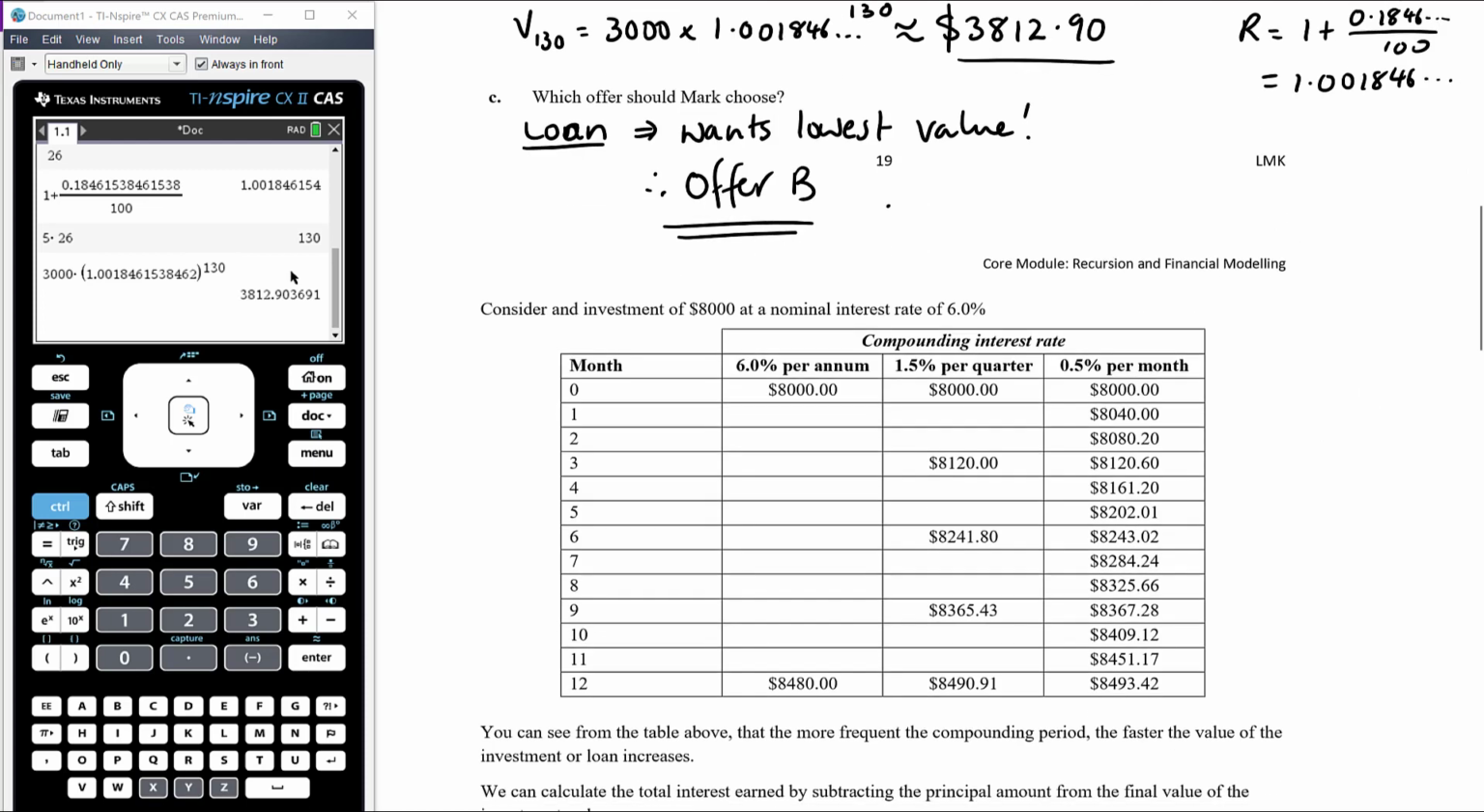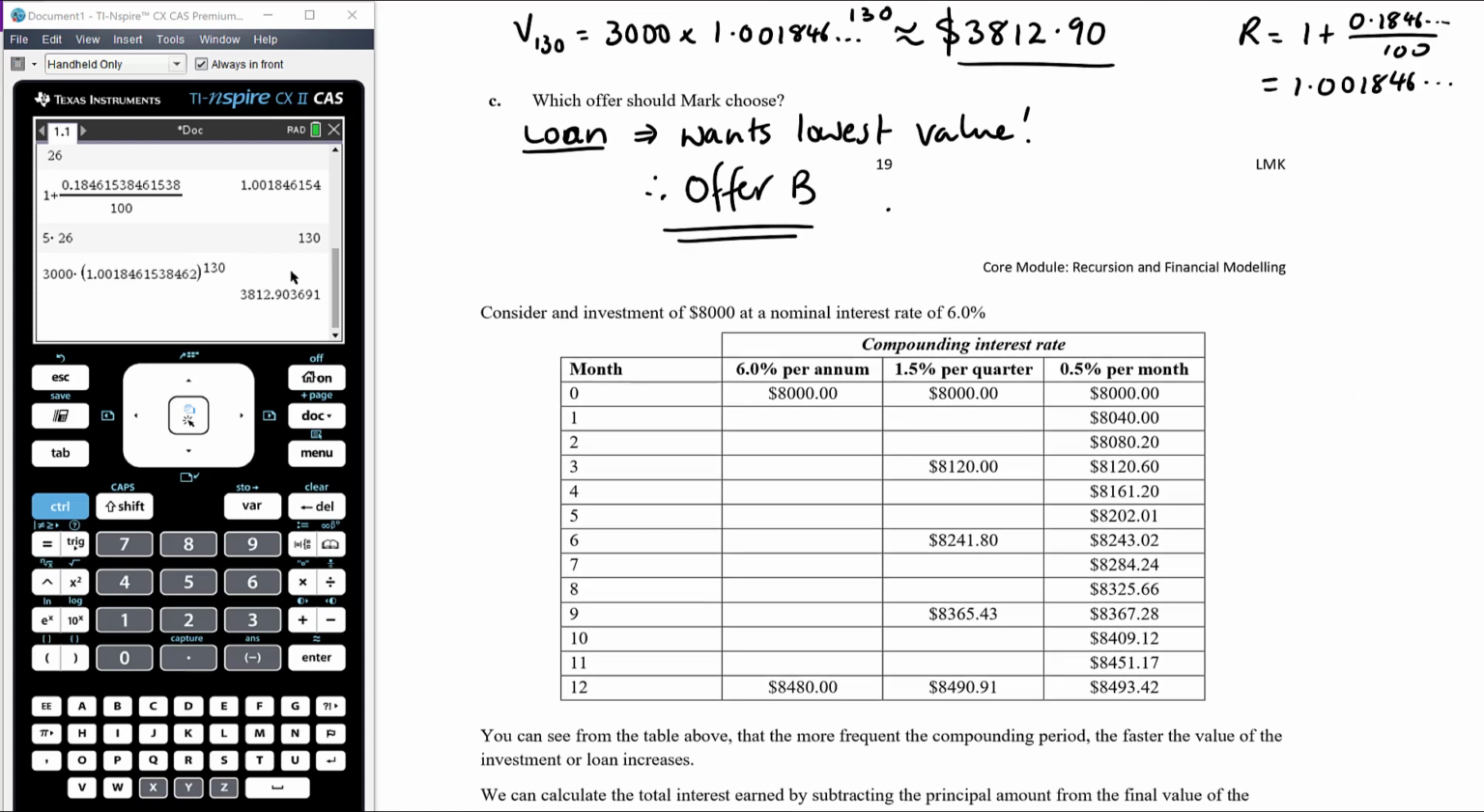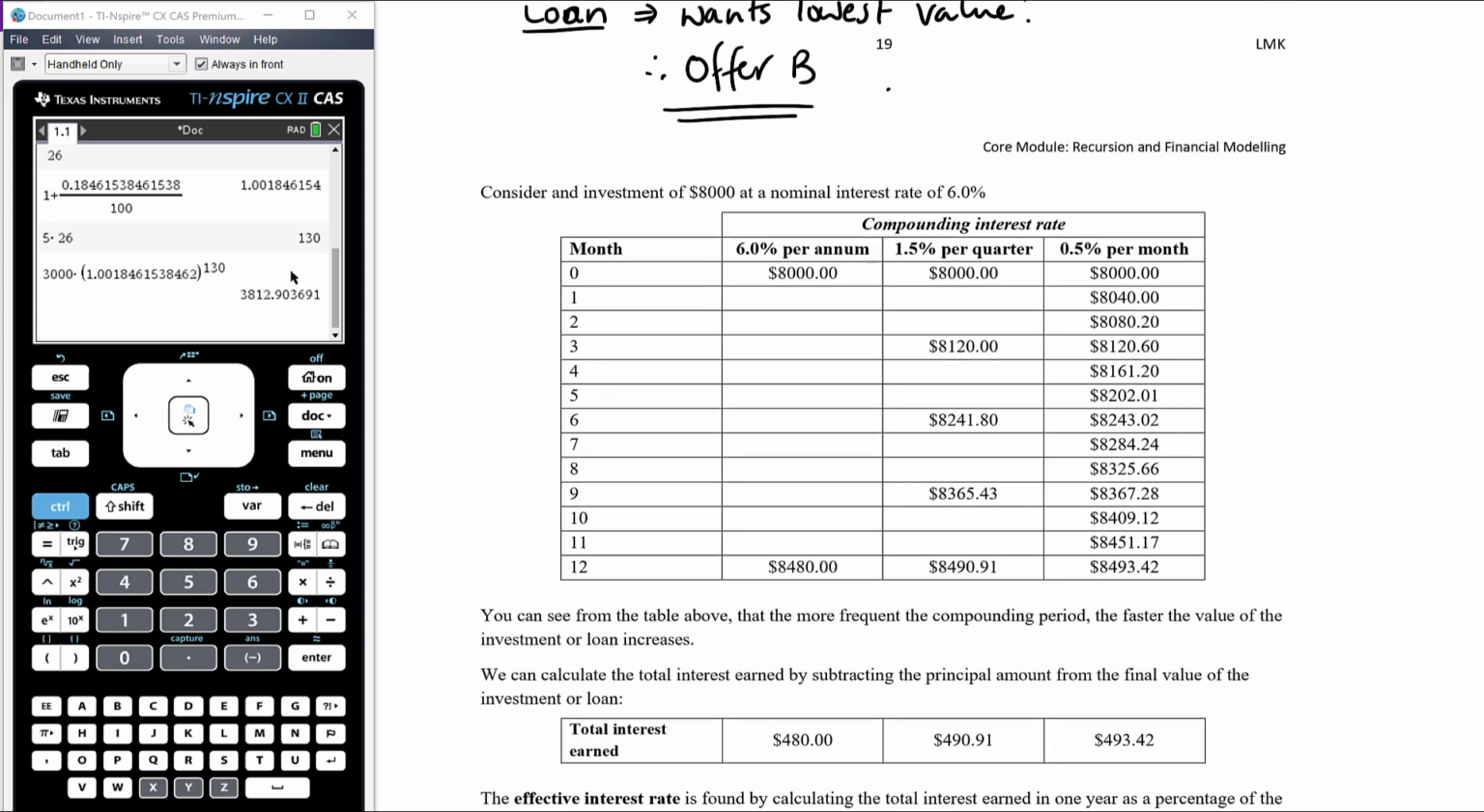Okay, let's have a look at a different model, similar kind of idea, looking at comparing the same loan with slightly different compounding periods. So this time we're going to stick with the same interest rate. So we're going to start with a principal value of $8,000, a nominal, i.e. annual interest rate of 6%. Okay, so if we were to do that, we're going to simply increase by 6% once at the end of the year. So multiplying by 1.06.